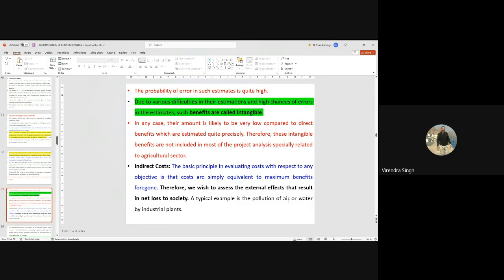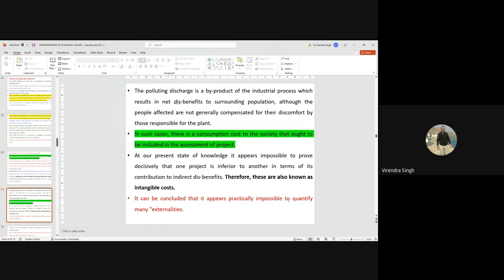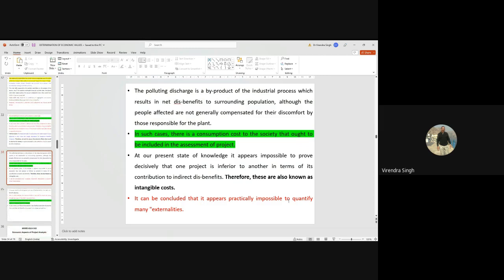A typical example is the pollution of air or water by industrial plants discharging effluent in the water body or in the air. The polluting discharge is a byproduct of the industrial process, which results in net disbenefit to the surrounding population, although the people affected are not generally compensated for their discomfort by those responsible for the plant. In such cases, there is a consumption cost to the society that ought to be included in the assessment of the project.